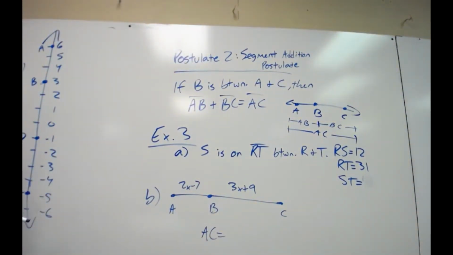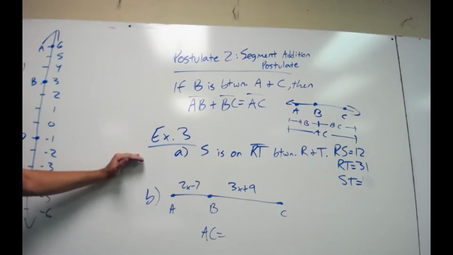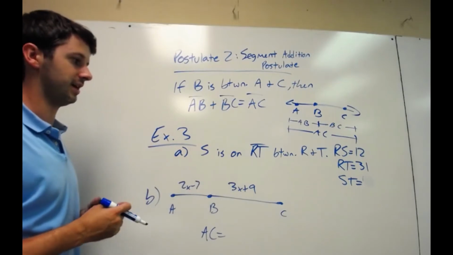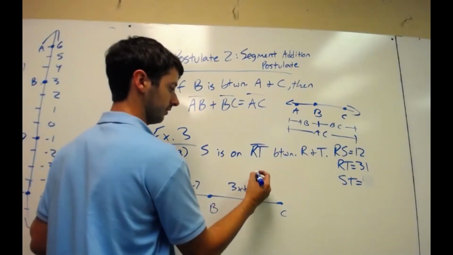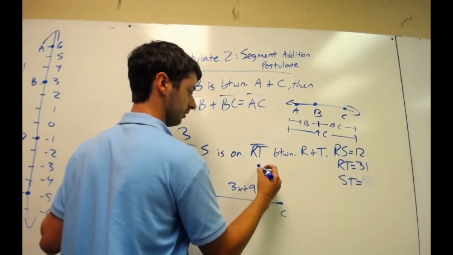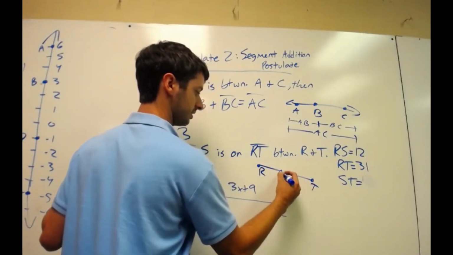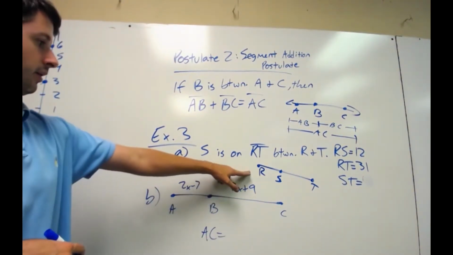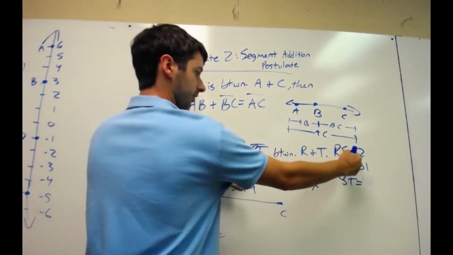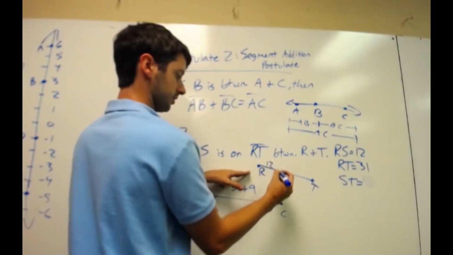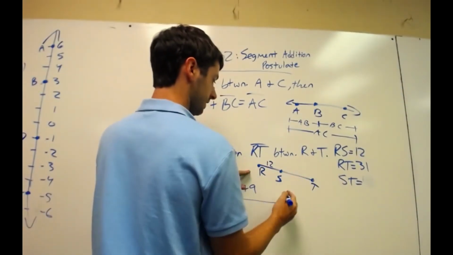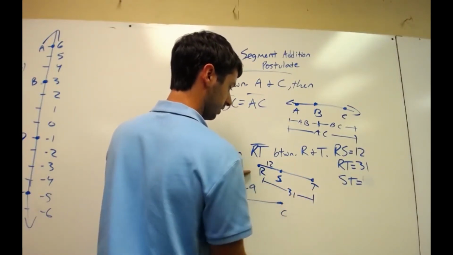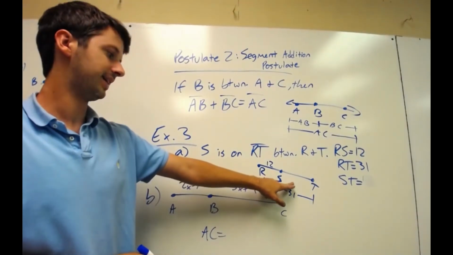So let's break that down into some examples. Example A says point S is on line RT and between R and T. So that would look like this. R, T, S is somewhere between. And then it says RS is 12. So right here is 12. And then it says RT, the total, let's write this here, is 31. So how would we find ST?